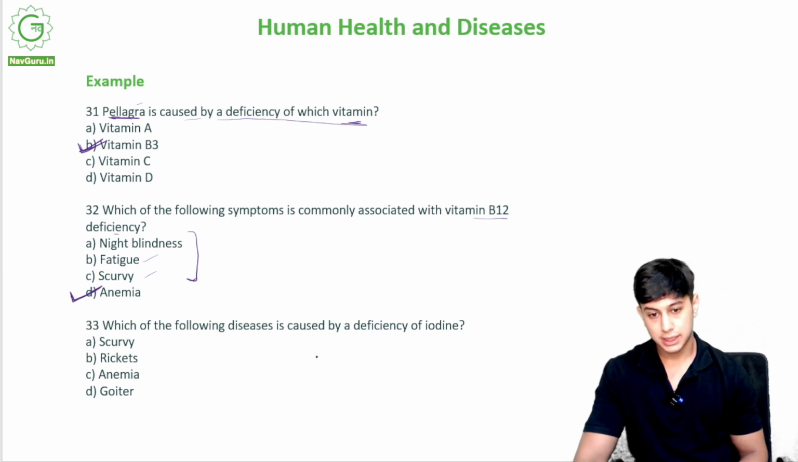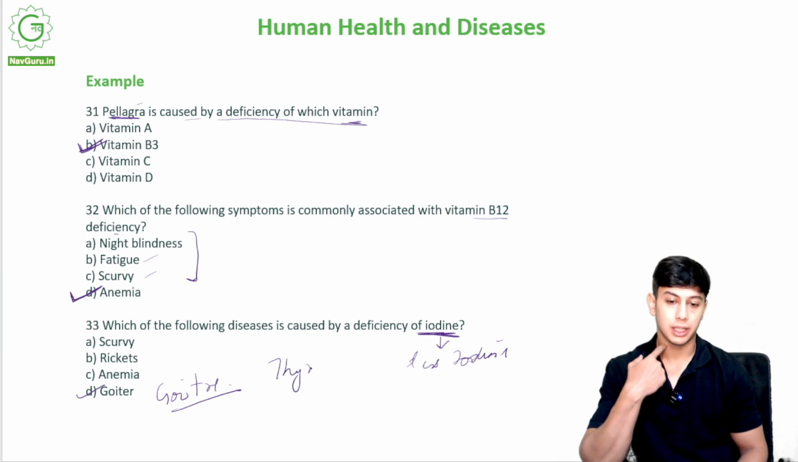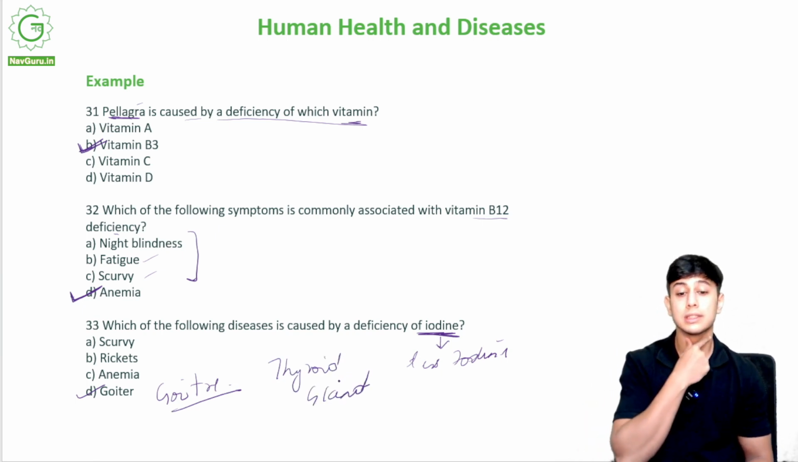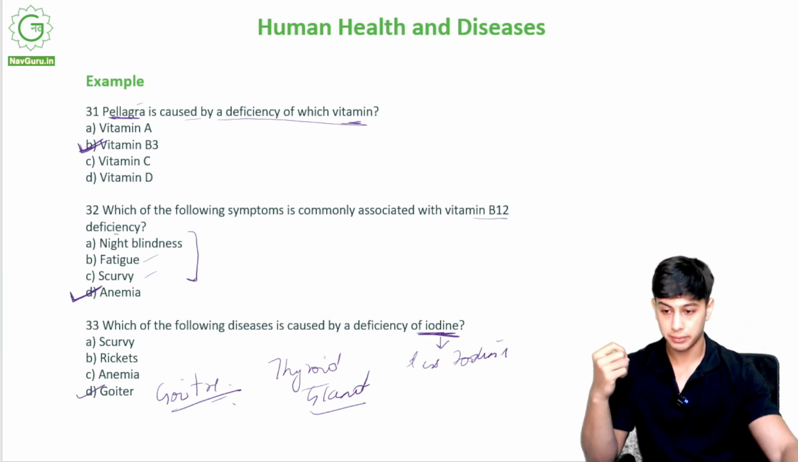Which of the following diseases is caused by a deficiency of iodine? If I have less iodine, what disease will I get? Scurvy, rickets, anemia, or goiter? It is goiter. It is a disease of the thyroid gland. If I don't consume iodine in good quantities, the thyroid will swell. You will see a person with a swollen neck, that is goiter.